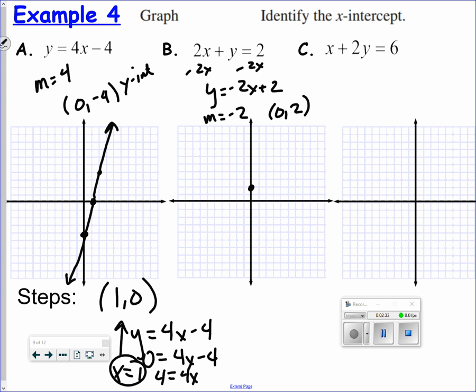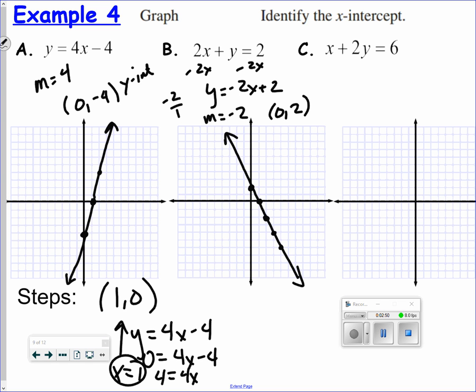How do I graph a slope of -2? Remember, slope is rise over run. So that means I go down 2 to the right 1. So down 2 to the right 1. This would be a negative slope going downward.